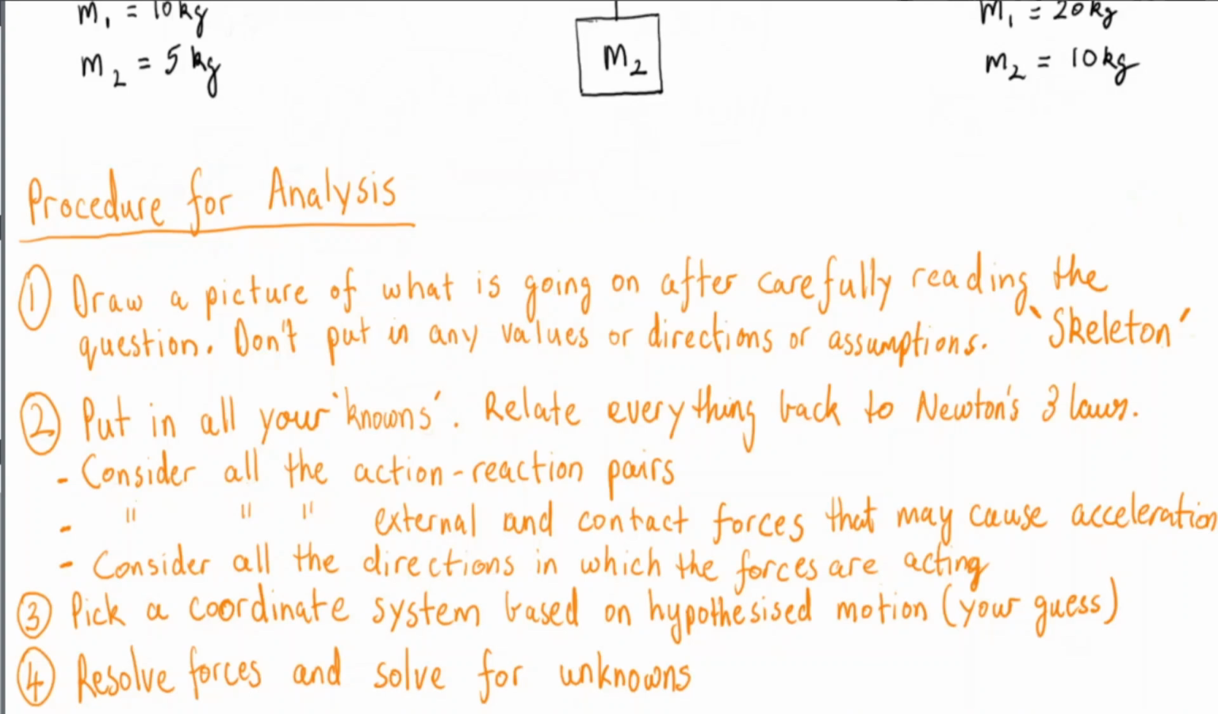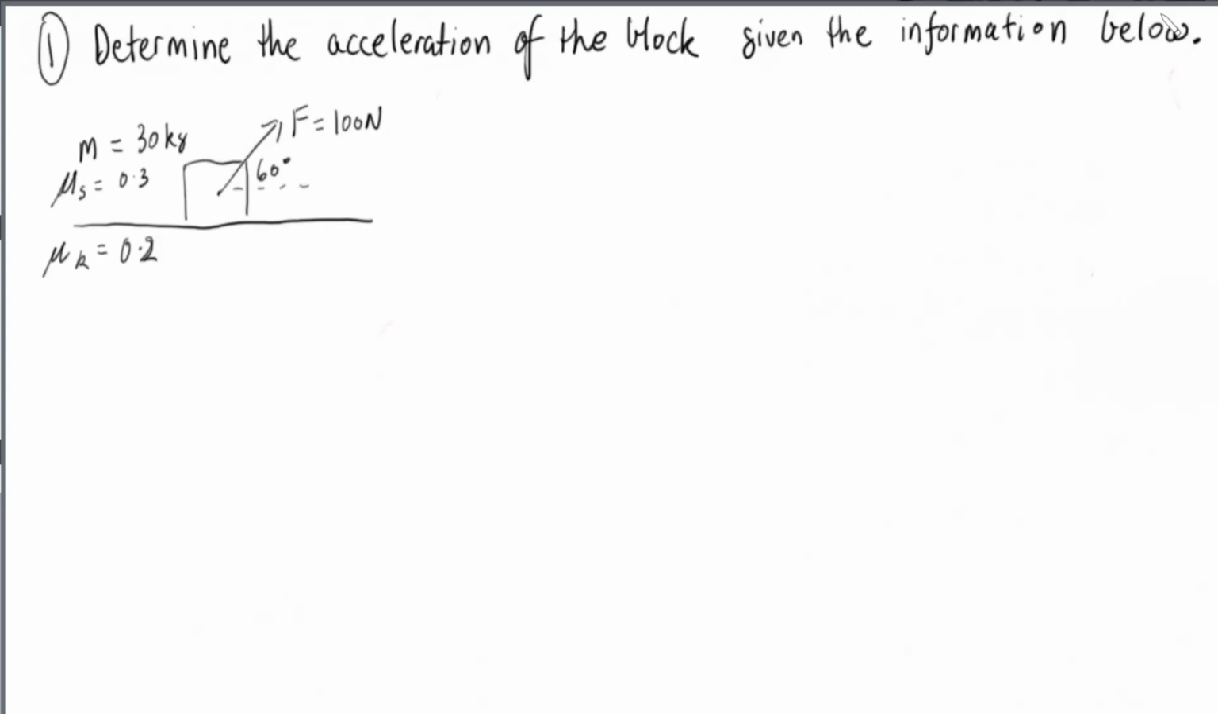So let's begin with our first problem. Let's say that we're going to find the acceleration of this block, which carries a mass of 30 kilograms and has an external force of 100 newtons pulling on it. And this force is acting at a 60-degree angle to the horizontal. In this case, I've already done the sketch.